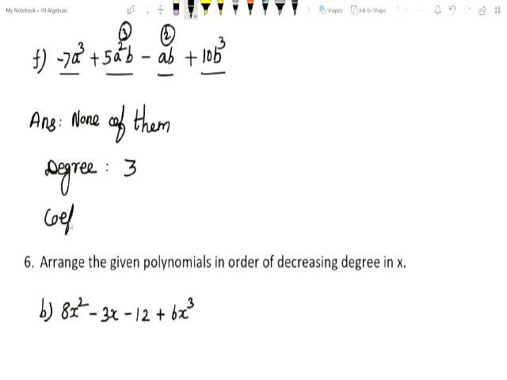Next you have to write the coefficient. The coefficient of a cube is minus 7. The coefficient of a square b is 5. The coefficient of ab is minus 1 because before that there is no number, so it represents 1. Okay, and the coefficient of b cube is 10. You understand, children? How do you find the type of an algebraic expression, and the degree and coefficient? Is it clear to you? Okay, children. See the next one.